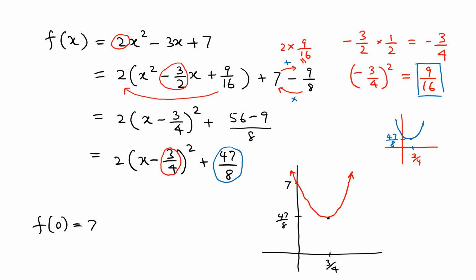You cannot just get these kinds of graphs using plotted points, because we really don't know where the vertex is, where it's turning. So do not use plotting points for this kind of situation. It's better to write it in this completing the square form, and then use the x coordinate and the y coordinate of the vertex to graph the function. So this is how we use completing the square for a problem. So I will write the vertex here. It is 3/4 and 47 over 8.